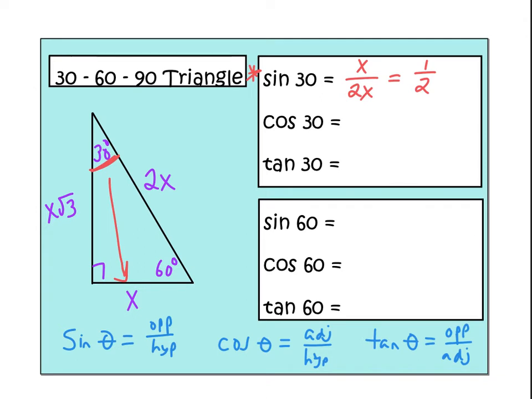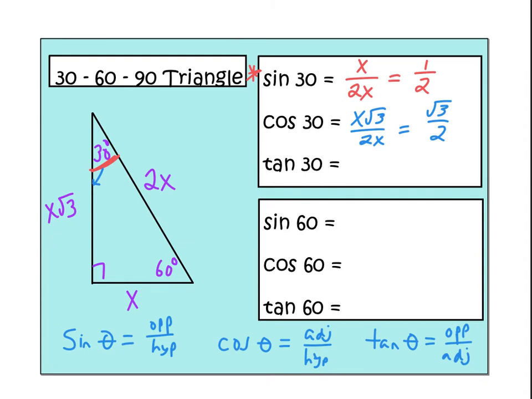Now cosine for 30 degrees. Cosine will be the adjacent side over the hypotenuse. So from our 30-degree angle, the adjacent side is the side right next to the angle, which is not the hypotenuse, so the x root 3 side over the hypotenuse of 2x. And simplifying that again, the x over x cancels out, so we just end up with the square root of 3 over 2.